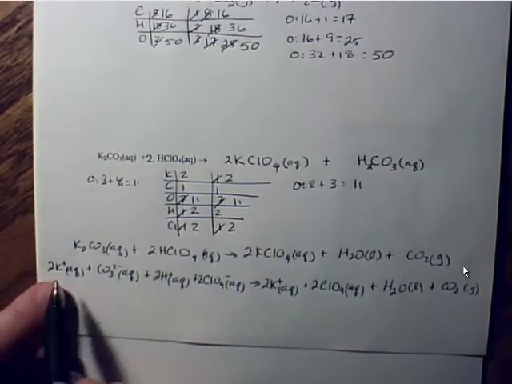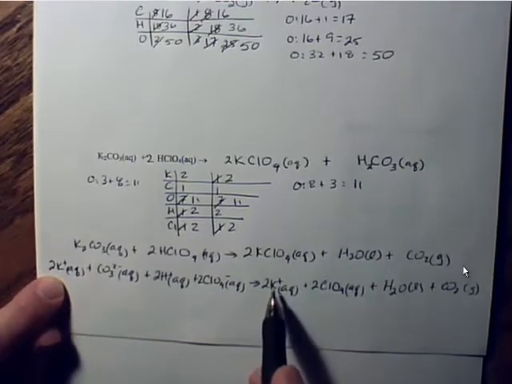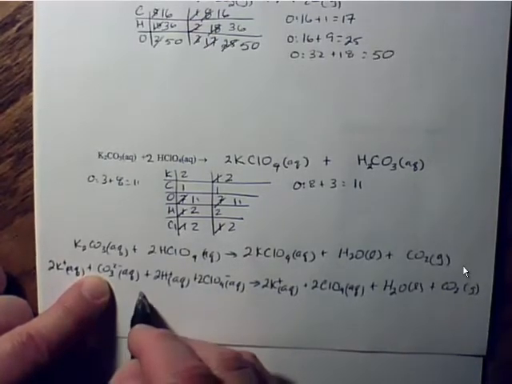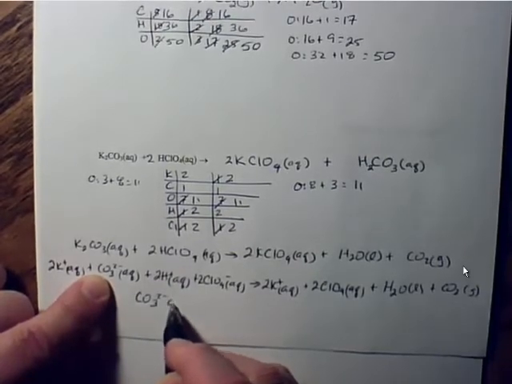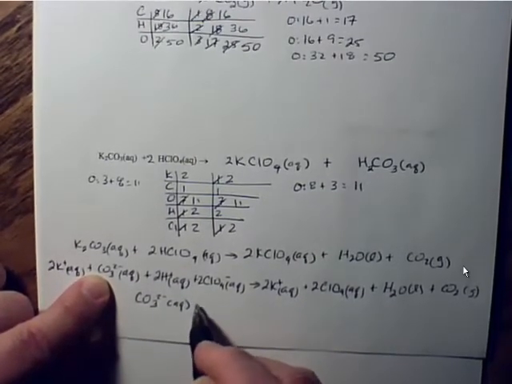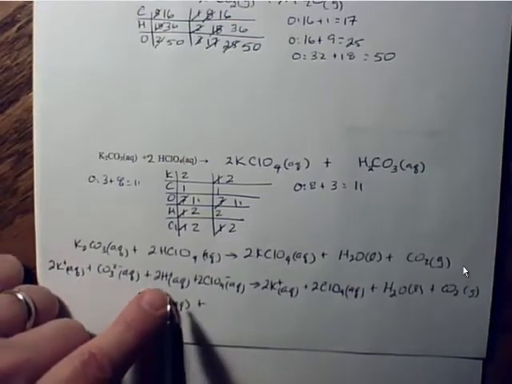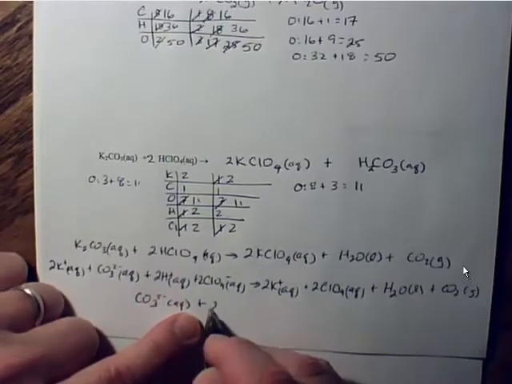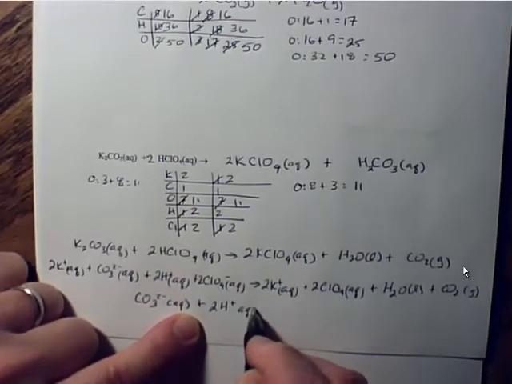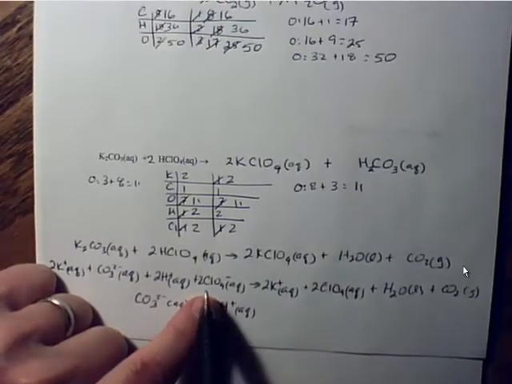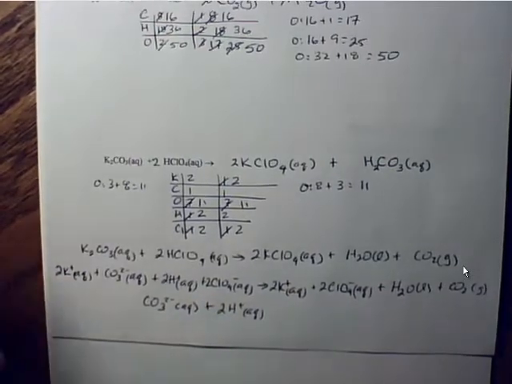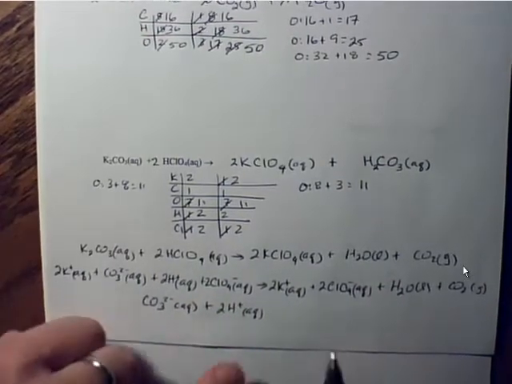Now we can write the net ionic equation, all right? Got 2 potassiums here and 2 potassiums here. They're the same. They're spectators. We're going to leave them alone. Carbonate. Here, I don't have a carbonate on this side, so I'm going to keep the carbonate. Okay. Hydrogen ions I have here. I don't have a hydrogen ion on this side. I'm going to keep the hydrogen ions. Okay. Chlorates. Got 2 chlorates here and 2 chlorates here. Okay, those are the same. I'm not going to mess with those because they're spectators.